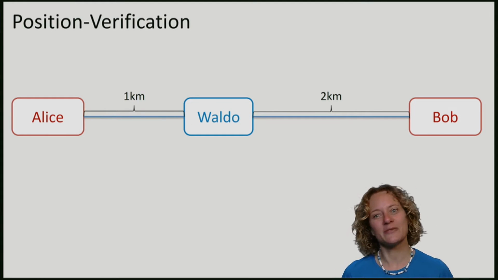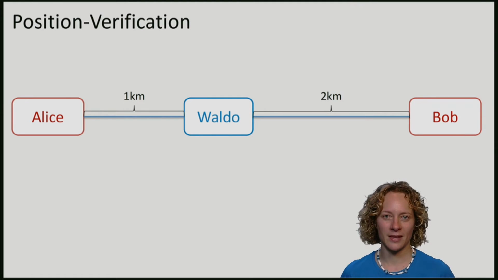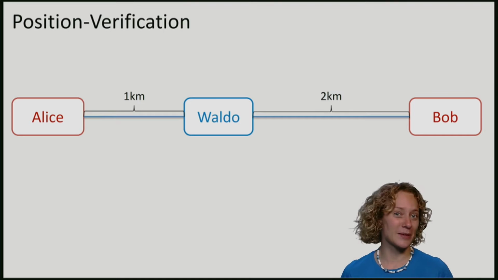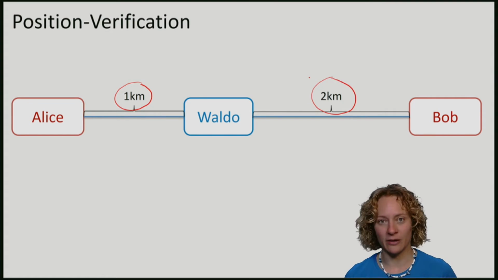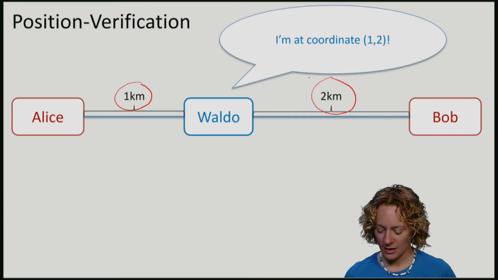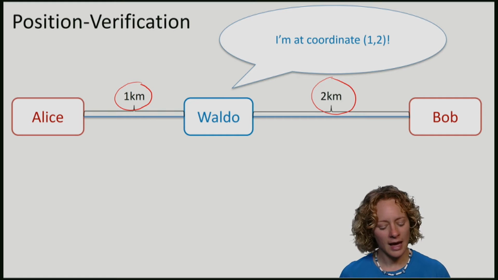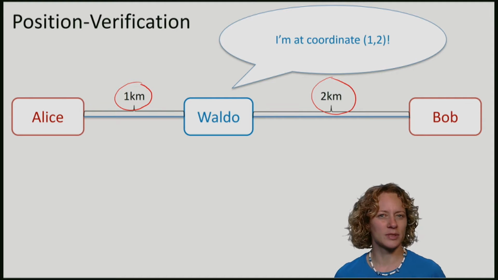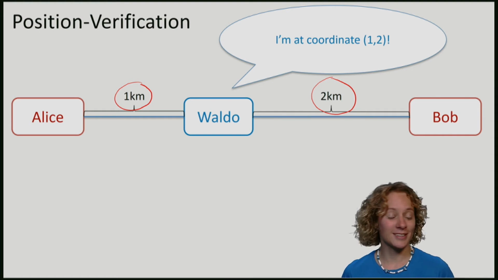More specifically, we want to solve the task of position verification. Let's suppose that Waldo claims to be 1 kilometer away from Alice and 2 kilometers away from Bob. Call that coordinate (1, 2). How can Waldo convince Alice and Bob that he's really there? And how can Alice and Bob be sure that he doesn't trick them?